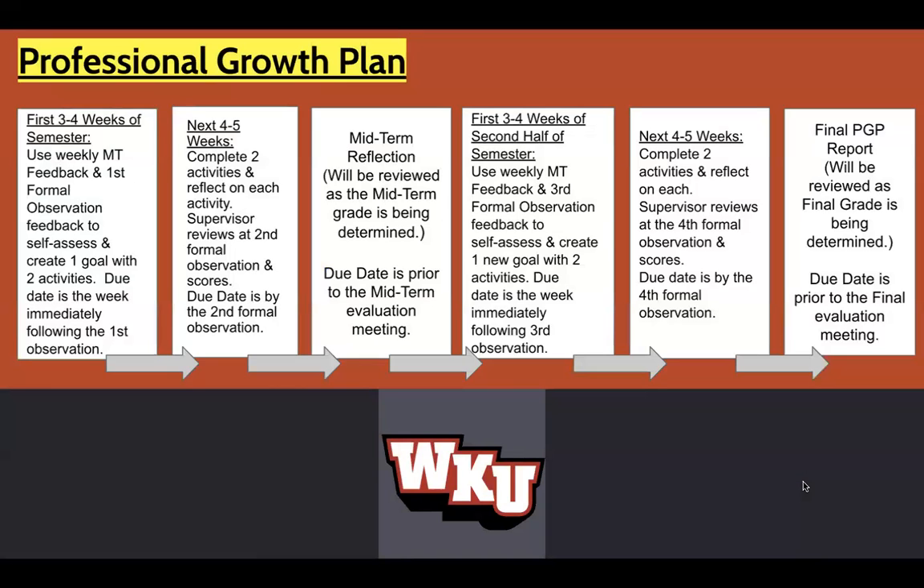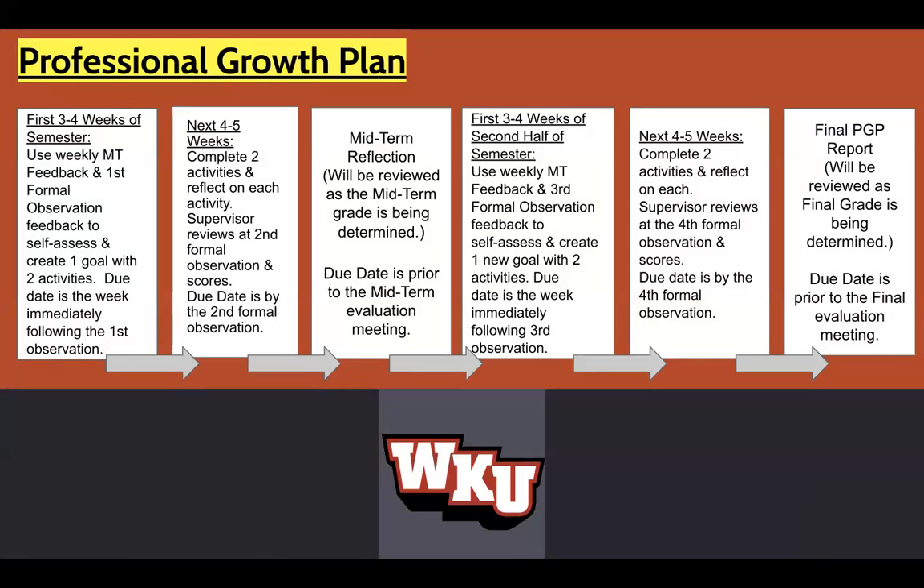Here's kind of an overview of that professional growth plan. The first 3 or 4 weeks of the semester, they should be getting that mentor teacher's weekly feedback every week that they're putting in their sources of evidence site. They're going to have their first formal observation conducted by you that first 3 or 4 weeks of the semester. So they'll take the feedback from those two things and they'll self-assess.